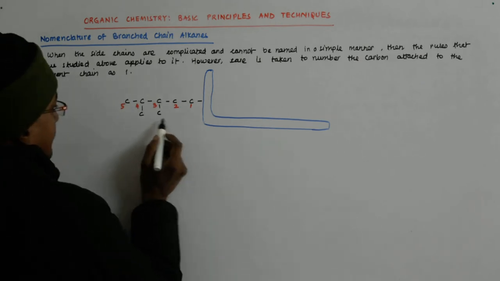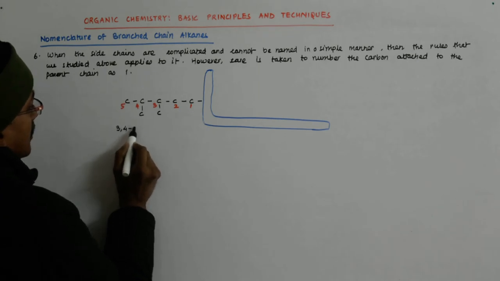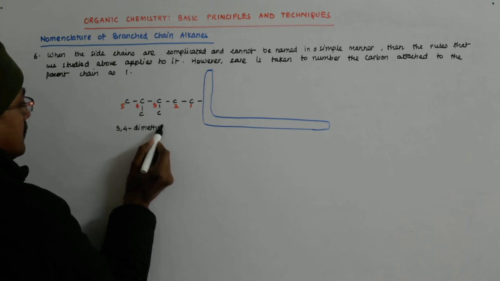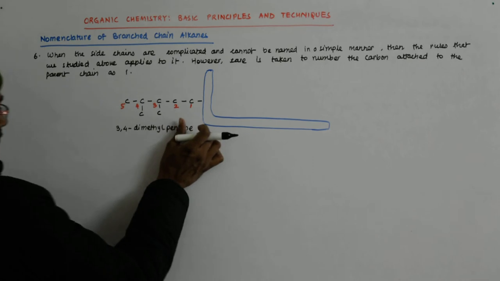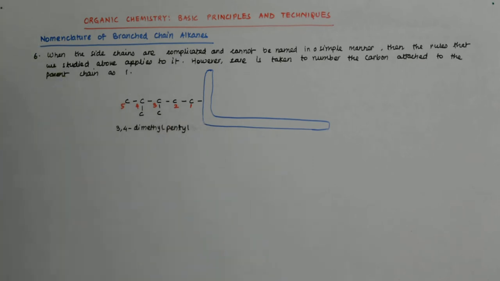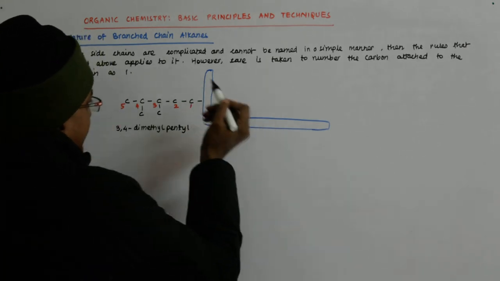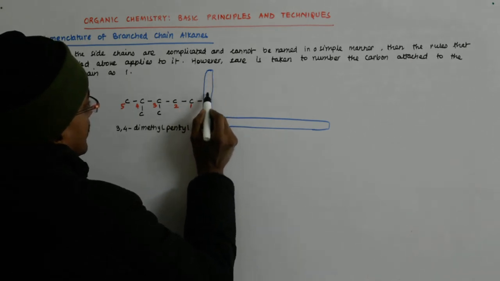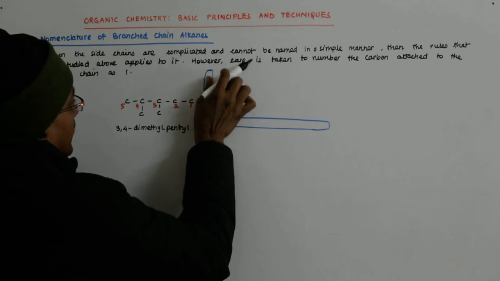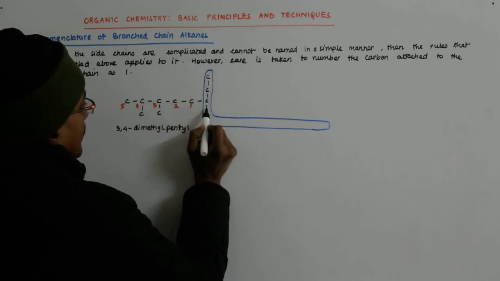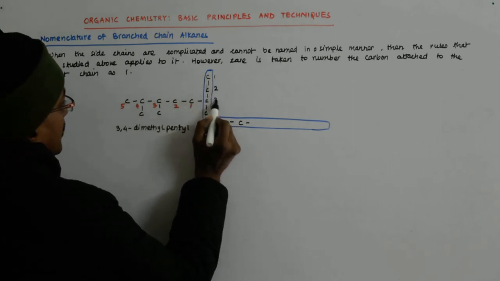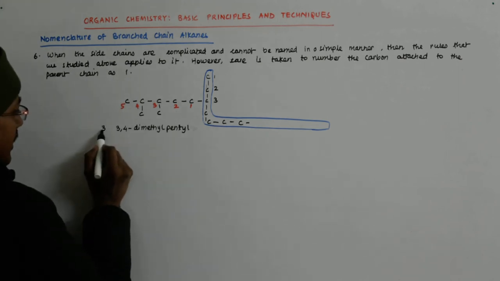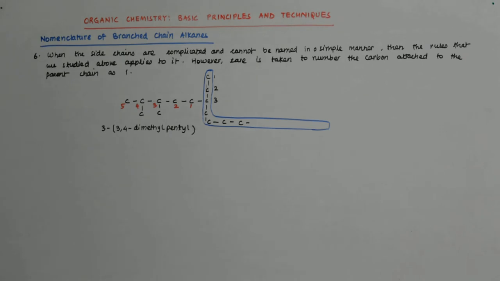So this will not have to be written. So its name will be 3, 4 dimethyl pentane. Dimethyl, it's an alkyl, so pentyl. And say in the parent it is at whatever carbon, say 1, 2. Okay, so here the parent is kind of C or something like that, and it is attached to which parent carbon? Third. So you'll write 3 and then put it under a bracket.